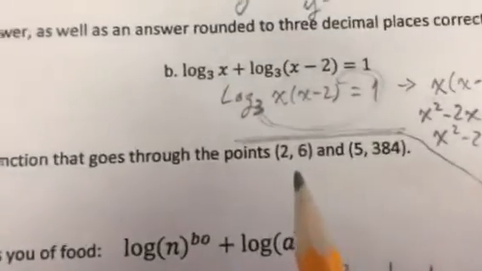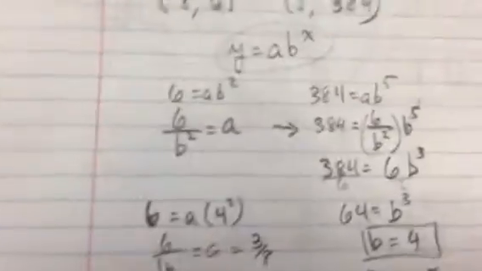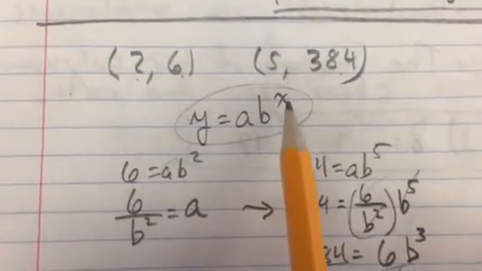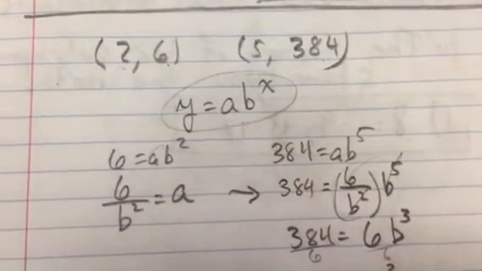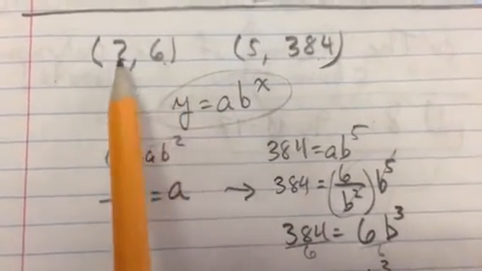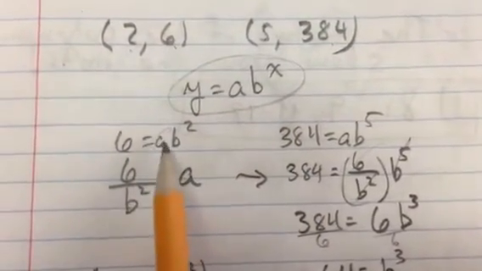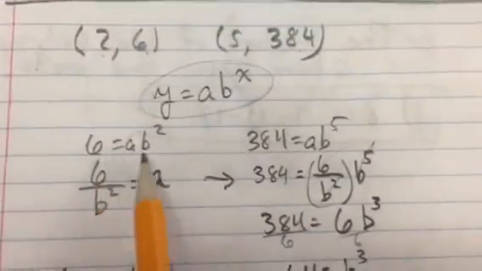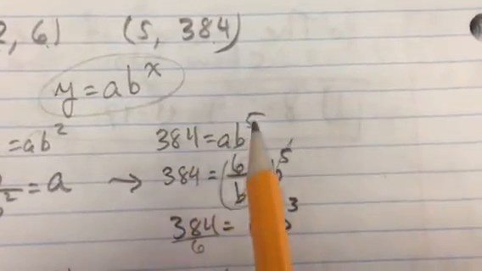Okay, the next problem is about writing an exponential function that goes through these 2 points. All right, so I got that worked out over here on a piece of paper. So there's my 2 points. I'm going to use this form y equals a times b to the x power. And as we've discussed this a few times, and you did this last year, I know it's been a while, but anyway, I'm going to use x and y in the equation here and write an equation for these 2 coordinates, and another equation for those 2 coordinates, okay? So I've got 6 equals ab squared, and 384 equals ab to the 5th.